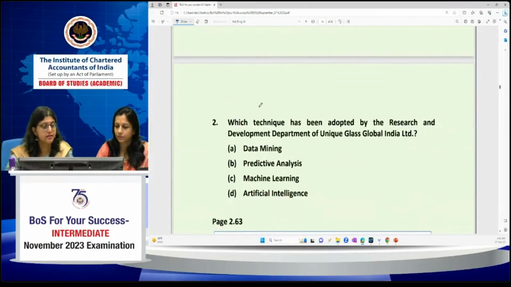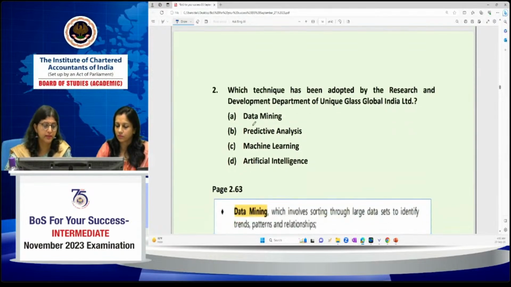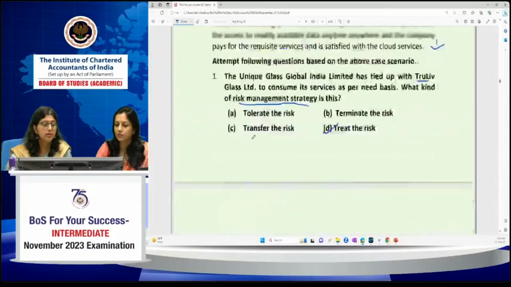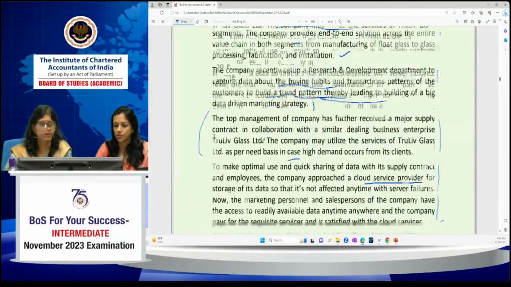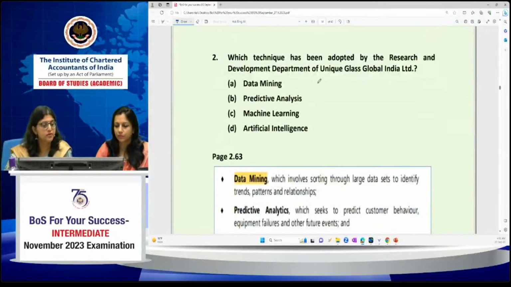Now the second is, which technique has been adopted by the research and development department of Unique Glass Global India Limited. Now if we go back to the question, the R&D department has been established to capture the data about the buying habits and transaction patterns of the customers to build a trend pattern, thereby leading to building of a big data driven marketing strategy. Because once they build a trend pattern, they are going to formulate their marketing strategy for that. So the options here we have.